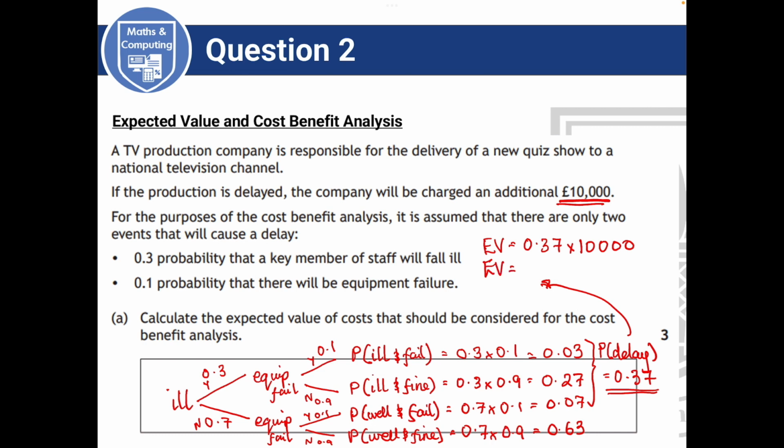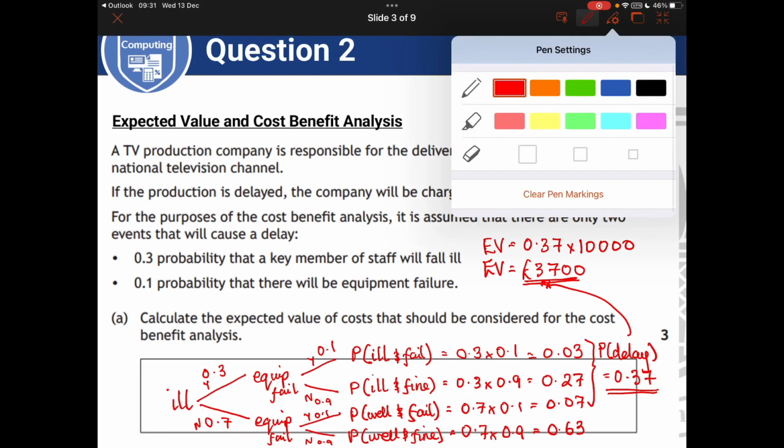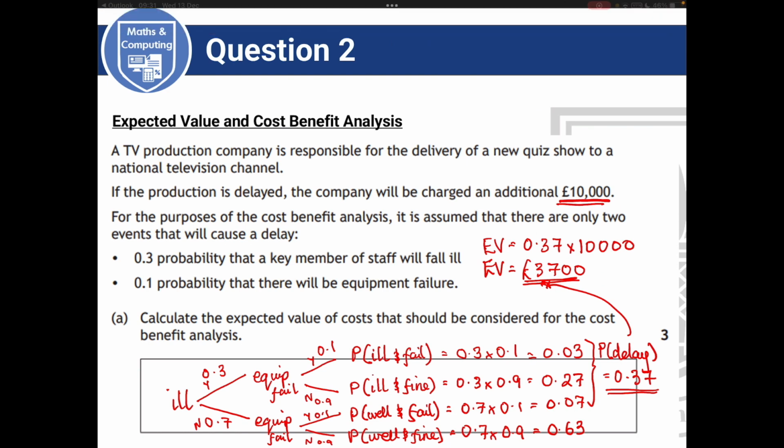So the expected value of this is going to come out to be £3,700. Okay, so let's have a look at where our marks are going to come from here. In this case, the first mark that you're getting is for calculating the probability of no issues occurring. So they've done it in a slightly different way without using a tree diagram. But basically from here, I reckon that you would get 2 marks essentially within your tree diagram. I'm just not 100% sure exactly where they would come from right now.